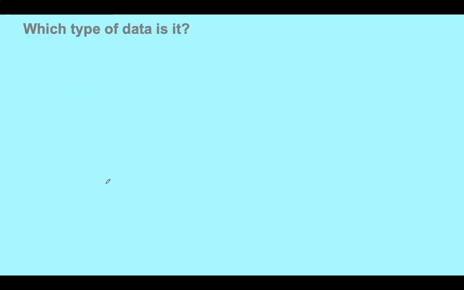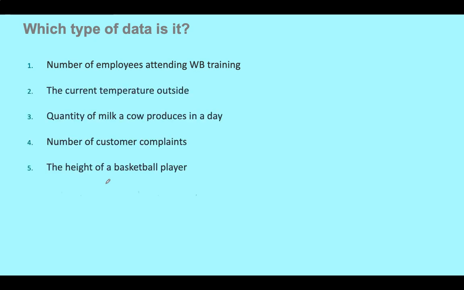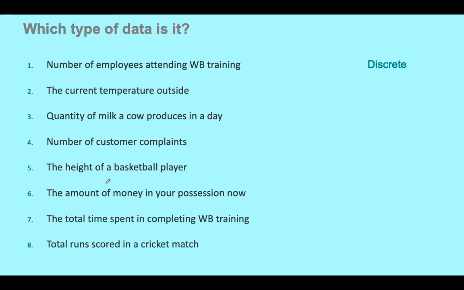Now let's understand which type of data it is. When I say number of employees attending a webinar training, what is the number of employees? Let's understand. The number of employees cannot be in decimal form, so it is discrete. Current temperature is a continuous data. Quantity of milk is continuous data.